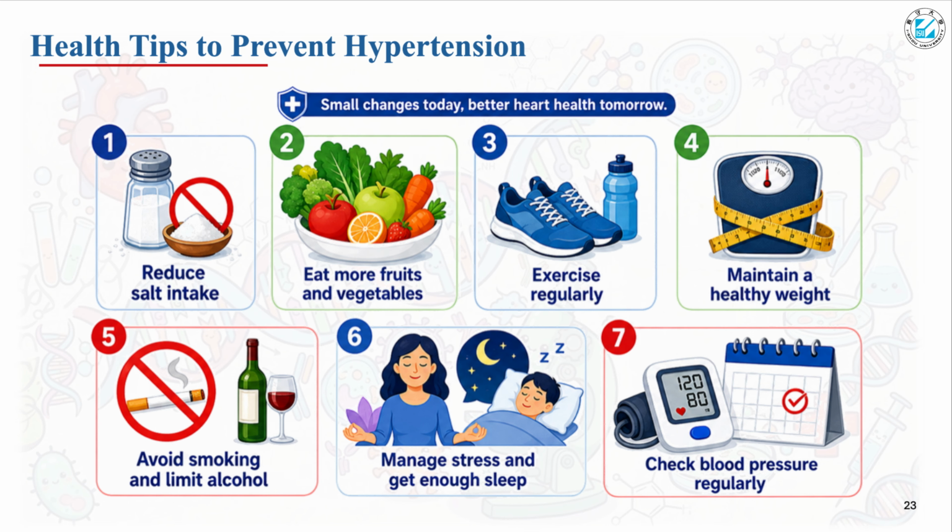Fourth, maintain a healthy weight. Being overweight increases the risk of hypertension. Fifth, avoid smoking and limit alcohol. These habits can affect the heart and the blood vessels. Sixth, manage stress and get enough sleep. Poor sleep and chronic stress may worsen blood pressure control. Finally, check blood pressure regularly. Regular monitoring helps detect high blood pressure early and allows treatment or lifestyle adjustment.